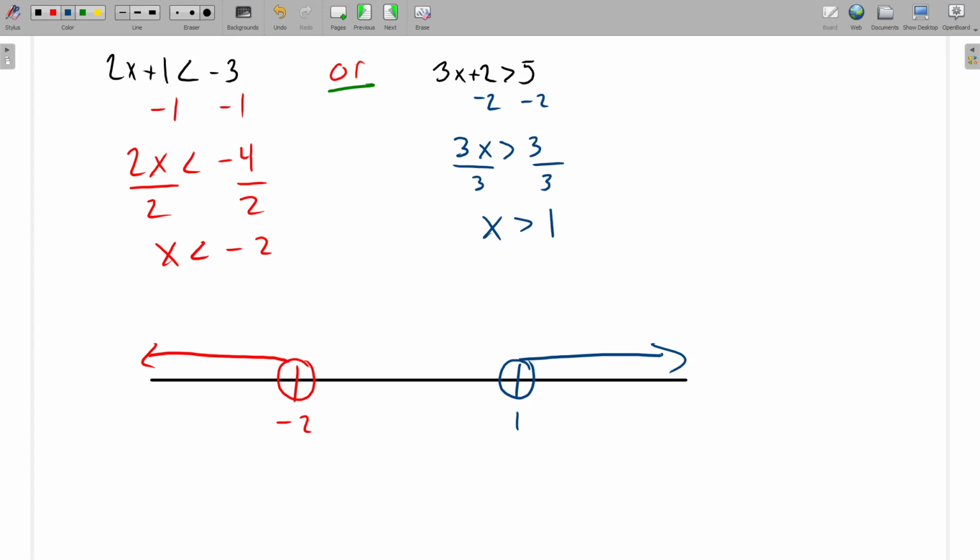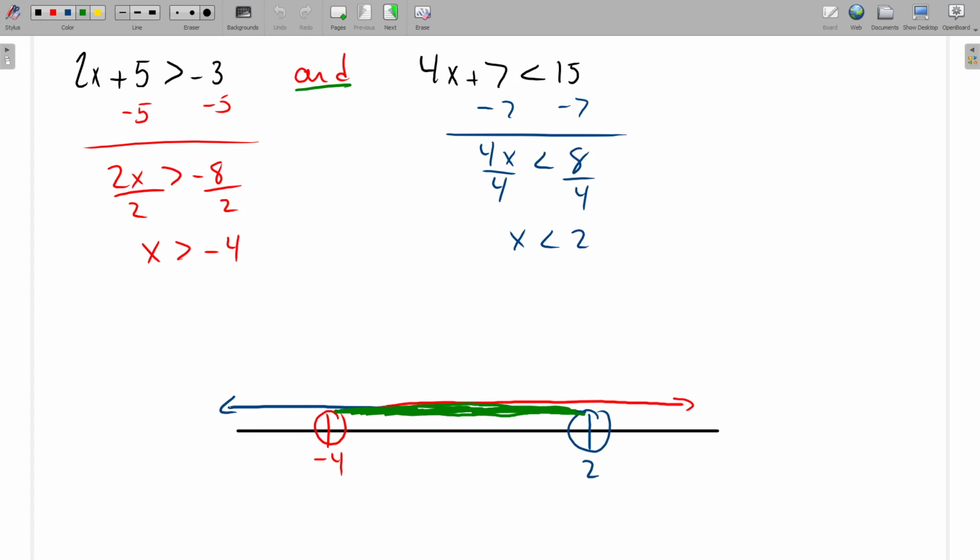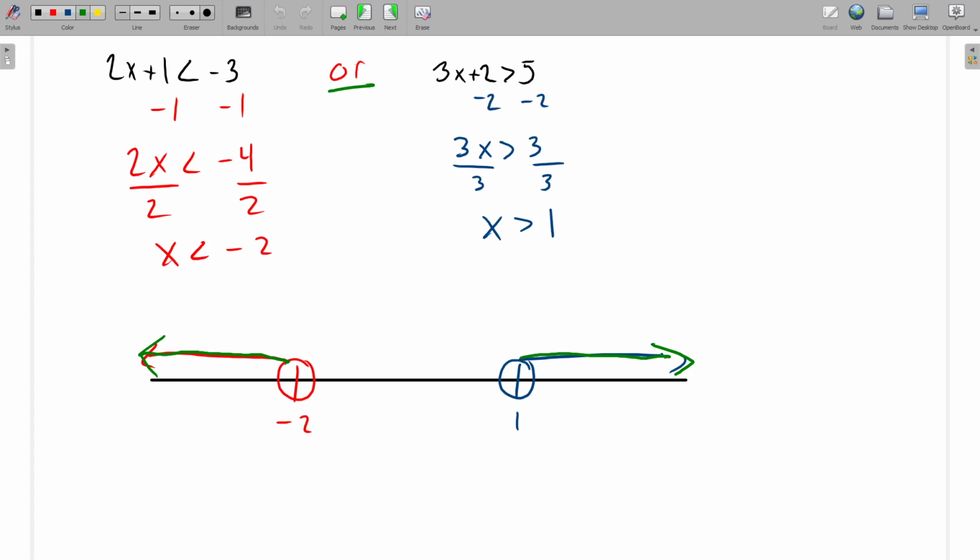So my final answer is going to be OR. Where can my x values be when x is less than negative 2 or greater than 1? So what I'm looking for is where either of these solutions is true, meaning we can have both the solution where x is less than negative 2 and the solution where x is greater than 1. Alright, so AND was where they overlap, OR is where either one exists.